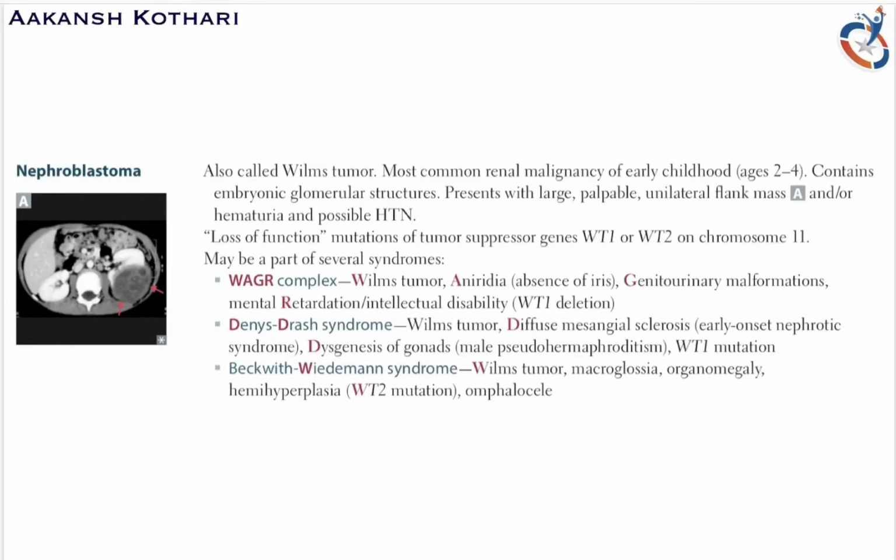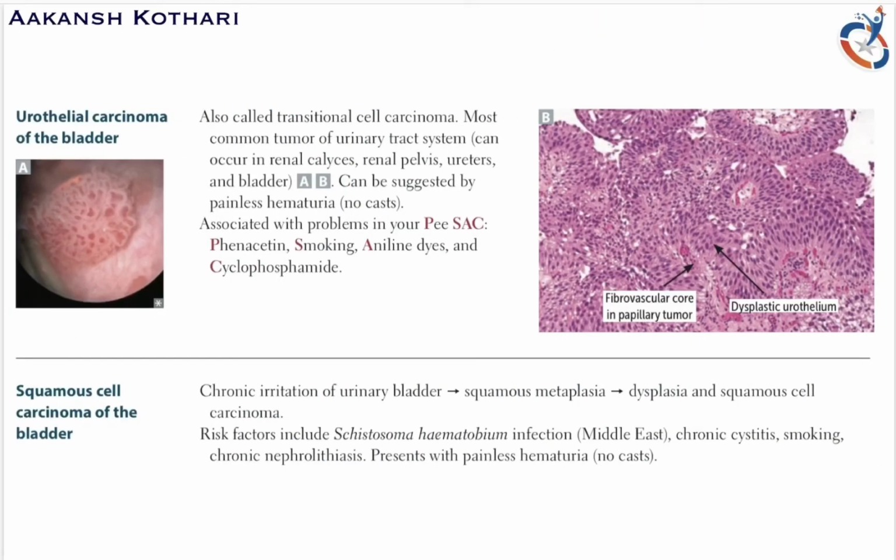Now, let us go to bladder cancer. Okay. The first and most common kind of cancer of the urinary bladder is a urothelial cancer, also called transitional cell carcinoma. It is a urothelial carcinoma of the bladder. It is also called the transitional cell carcinoma. Is it clear?